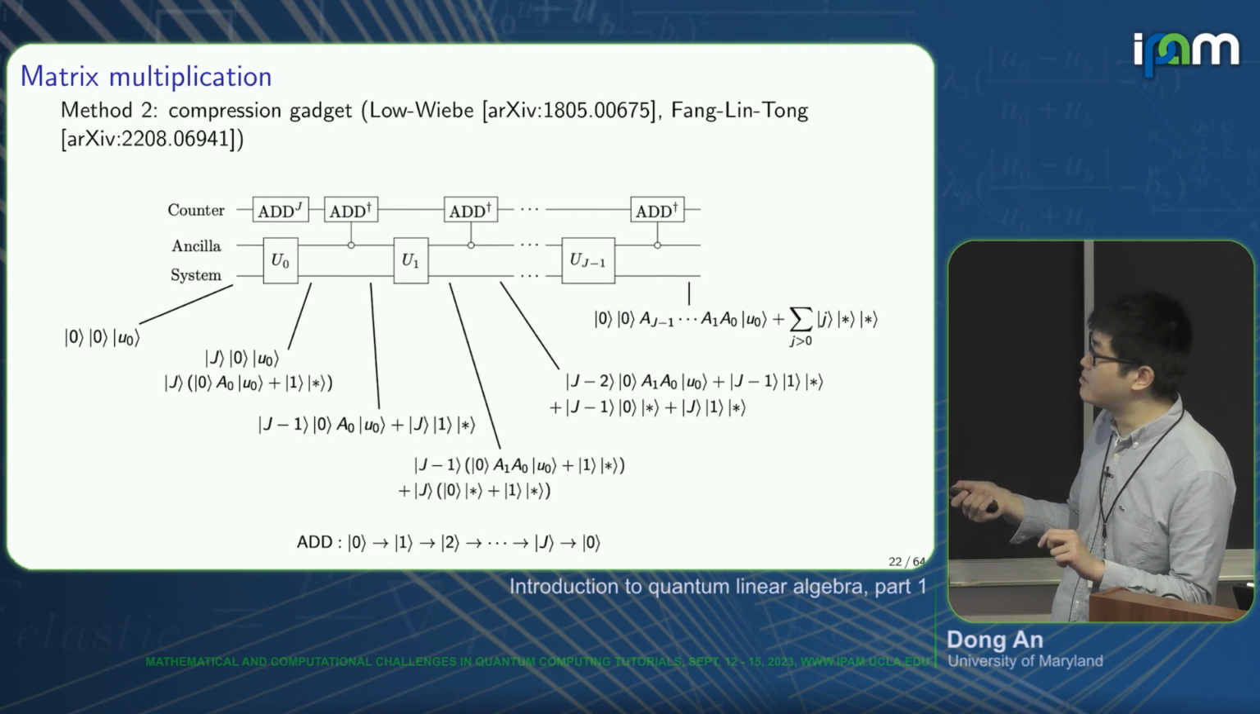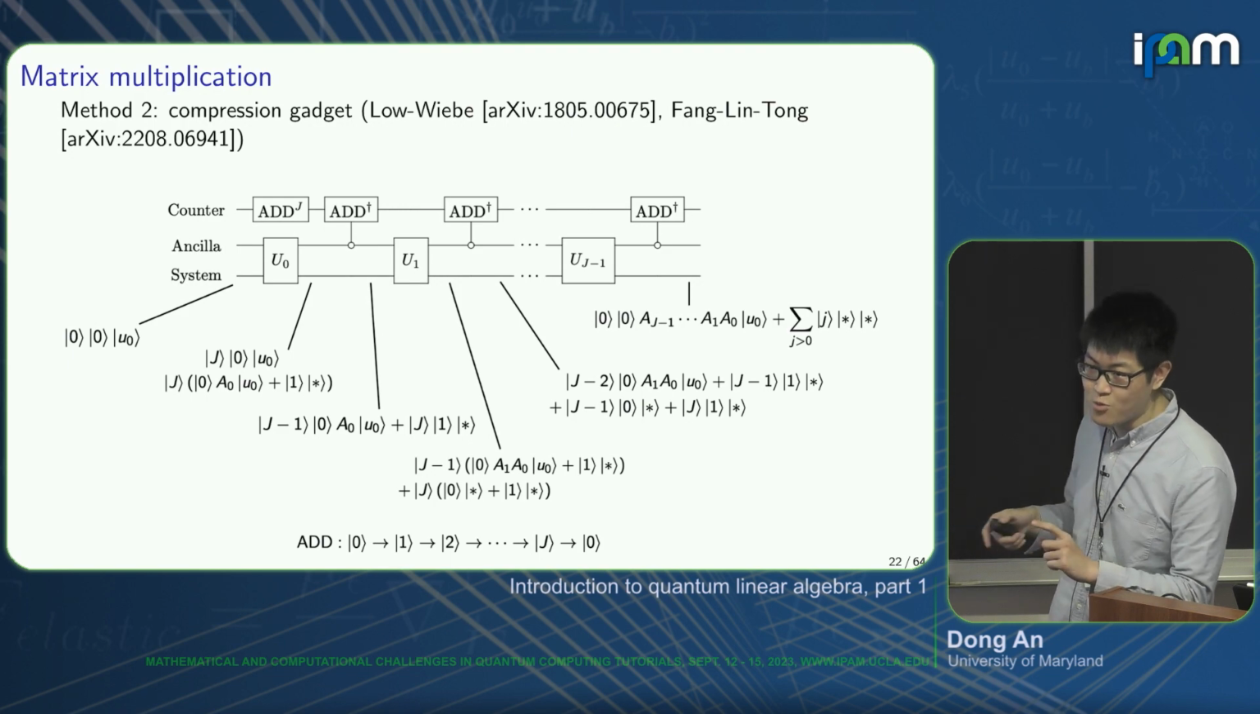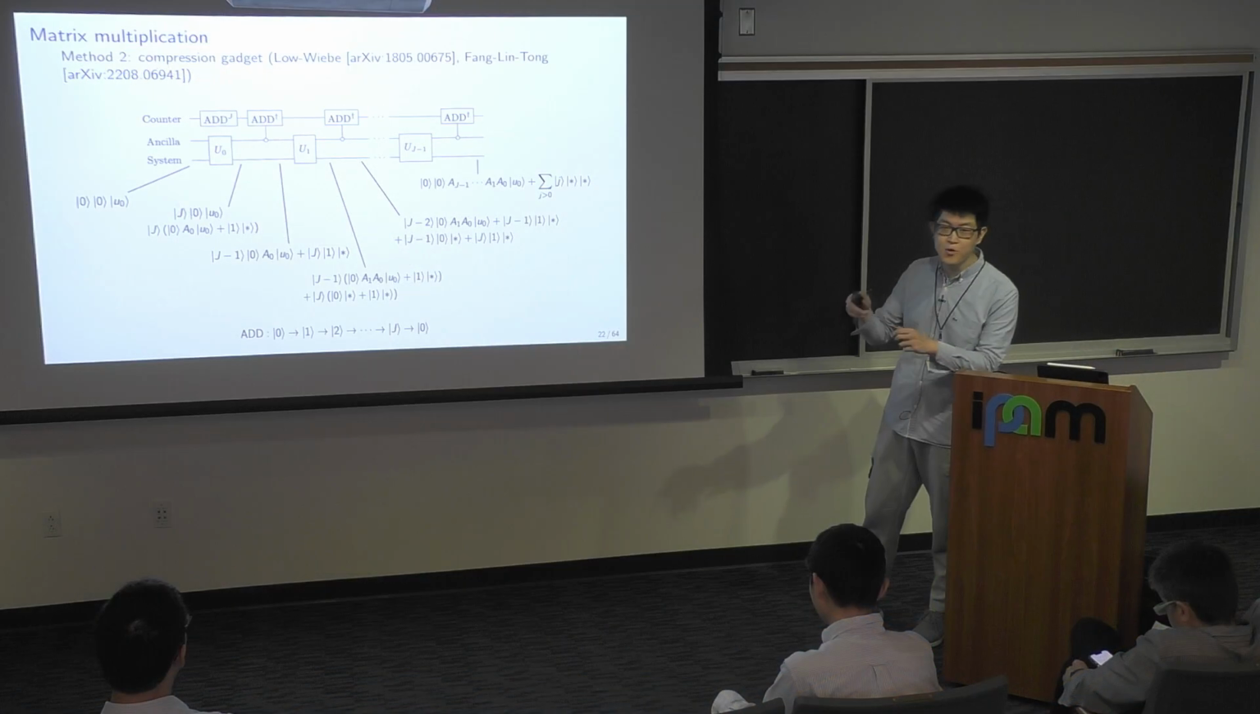This is called the controlled add dagger, and it gives me this quantum state. If I have 0, then I just set the counter to be j minus 1. If I have 1, I just set this counter to be 0. So you can see that what we are doing here is transforming the information.